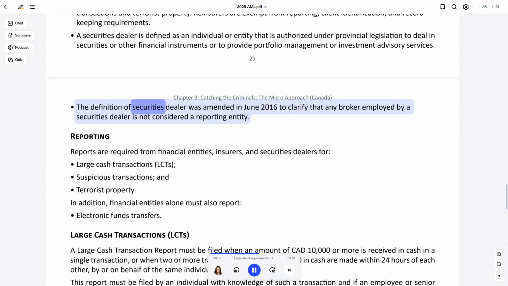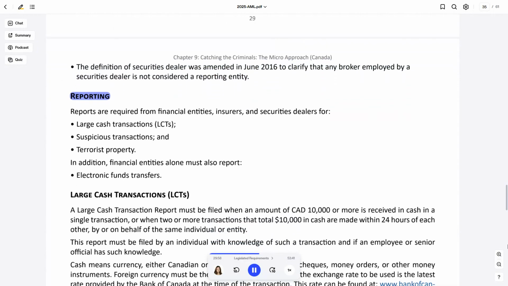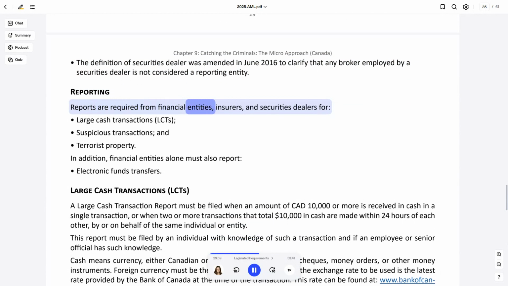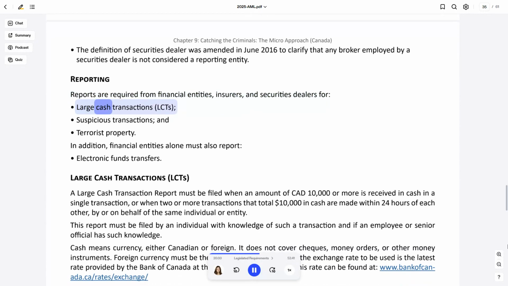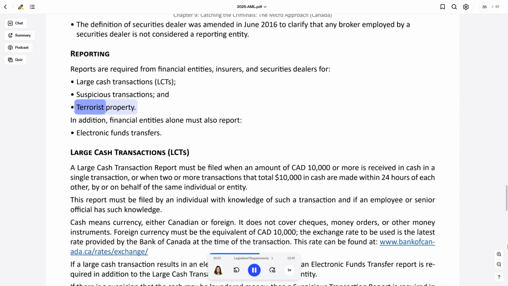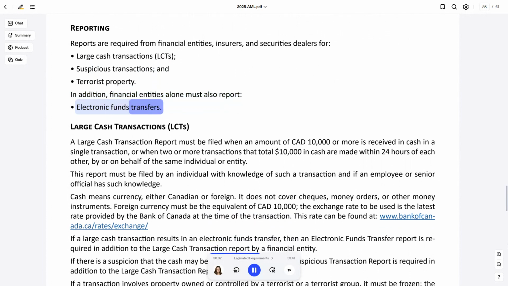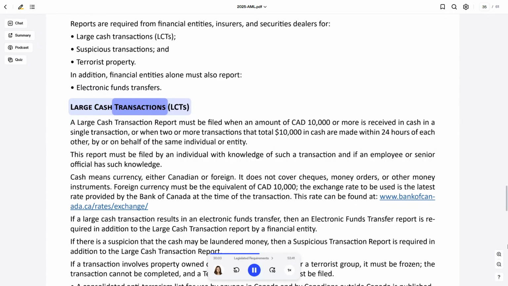The definition of securities dealer was amended in June 2016 to clarify that any broker employed by a securities dealer is not considered a reporting entity. Reporting. Reports are required from financial entities, insurers, and securities dealers for large cash transactions, LCTs, suspicious transactions, and terrorist property. In addition, financial entities alone must also report electronic funds transfers.